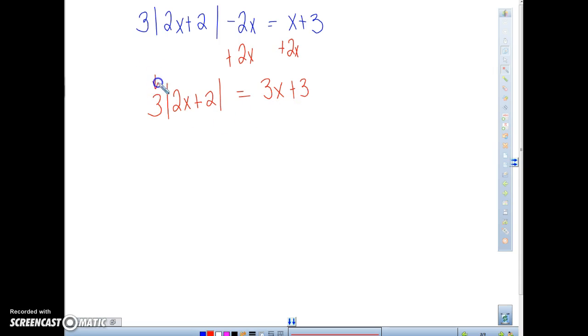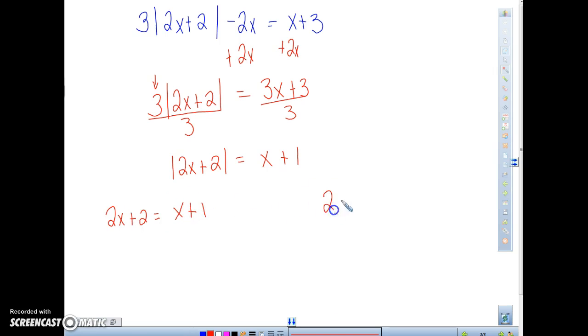Again, this 3 here is multiplying by the absolute value, so we're going to divide. The absolute value of 2x plus 2 is going to equal x plus 1. And so now we're ready to solve. 2x plus 2 equals positive x plus 1, and 2x plus 2 can equal negative x plus 1.